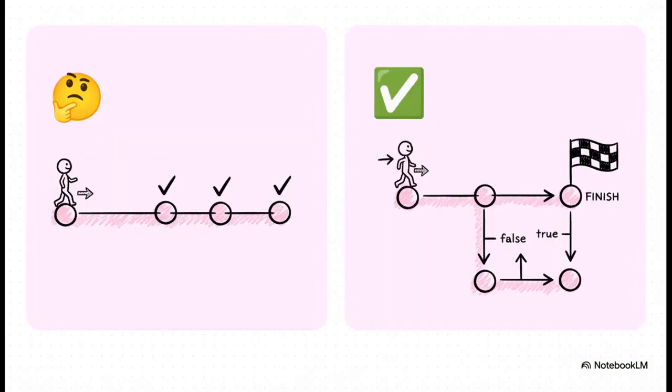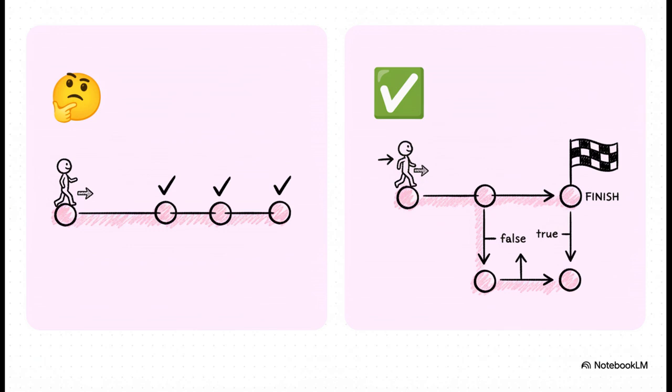We do this with if statements, and the difference you see on this slide is so important. If you use a bunch of separate if statements, the computer checks every single one no matter what. But if you use if elif, which just means else if, it stops the second it finds a condition that's true.